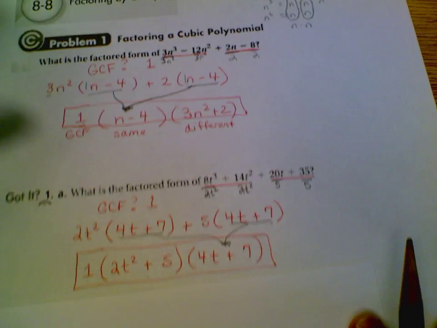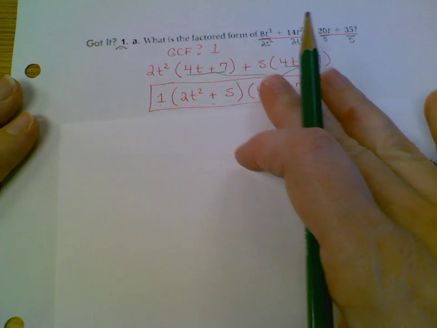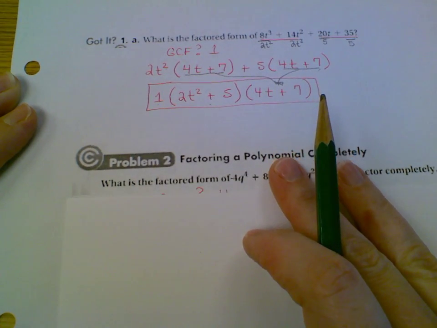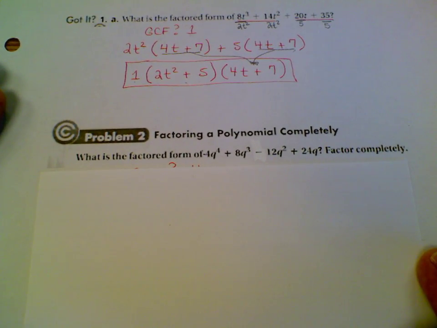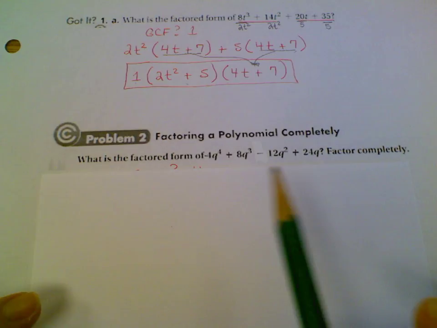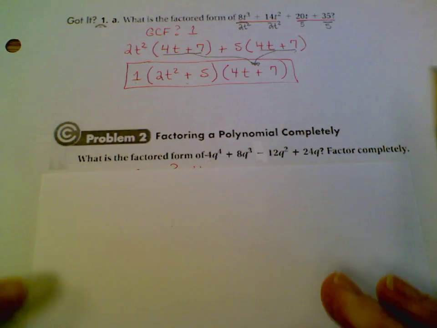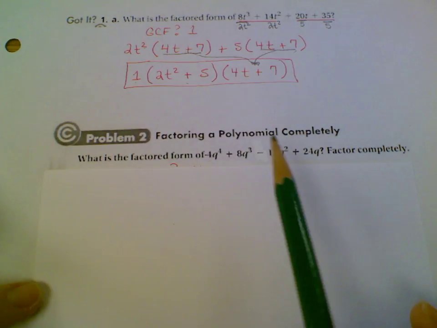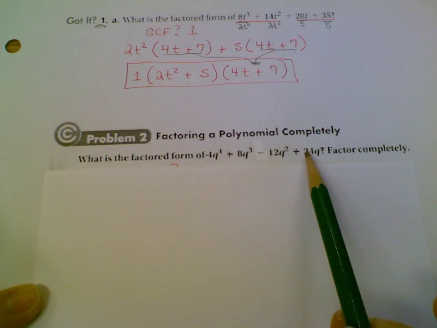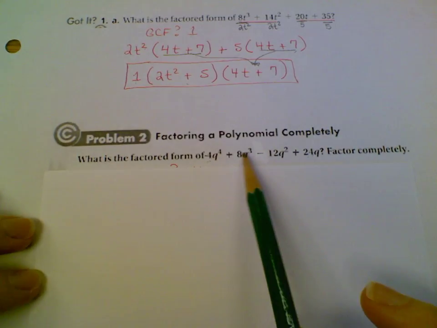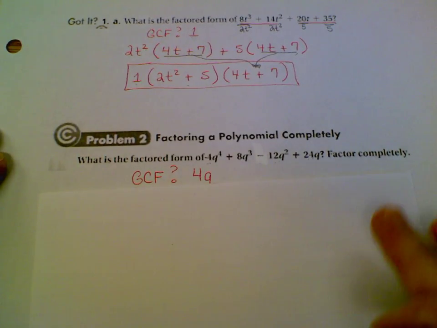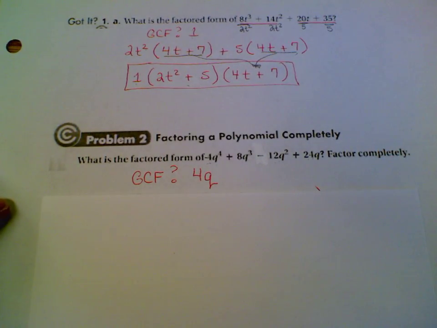Alright, let's look at one more just so you have a variety of examples here. I want to show you that sometimes there is a greatest common factor other than 1, and I also want to show you what happens when your first term is negative. On this, notice that all of these can be divided by 4, so my GCF will be 4, but I also have q's on everything, so my GCF on this piece is going to be 4q.